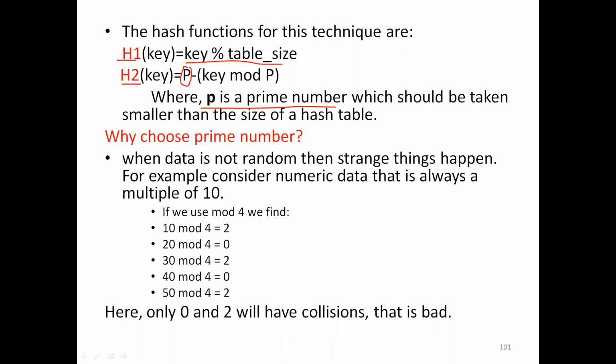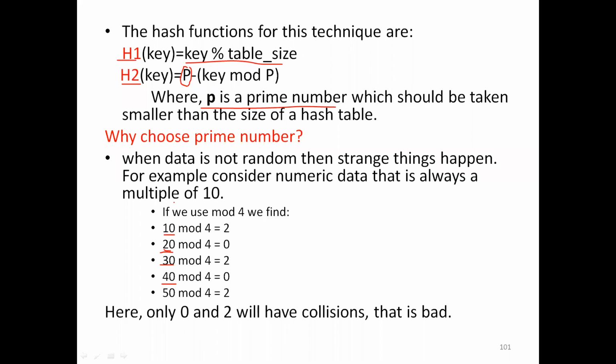What is the reason we should choose a prime number? When data is not random, for example, you are inserting the data like this, it means that 10, 20 are all multiples of 10. When I insert 10, it is a multiple of 10. 20, a multiple of 10. 30, a multiple of 10. 40, a multiple of 10, and it is also a multiple of 5. So multiples of 10 and 5. It looks like it's not random. The elements are inserted in some order.